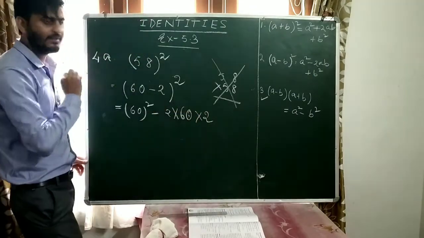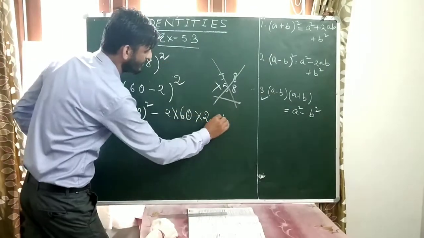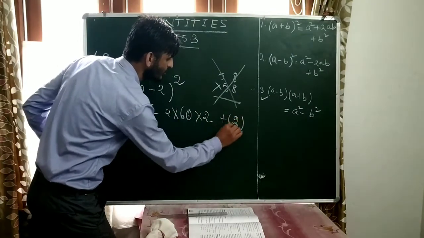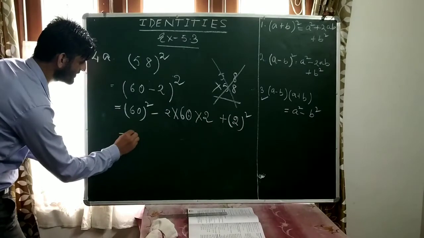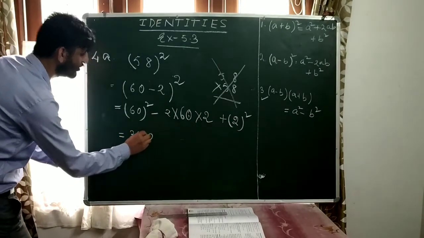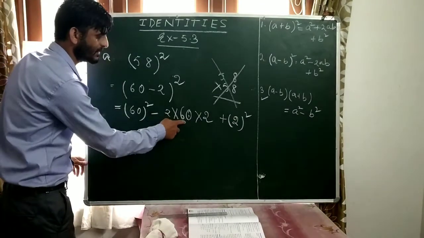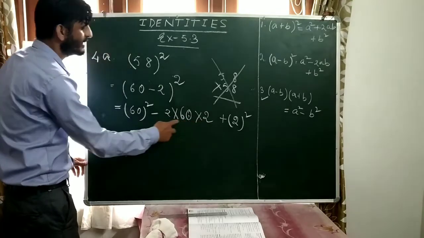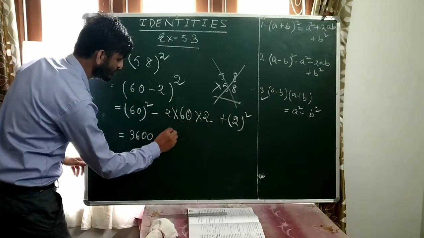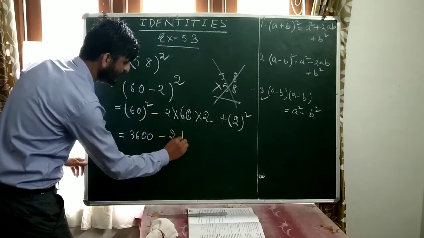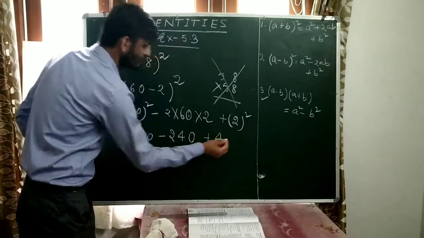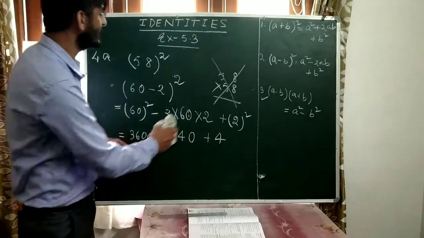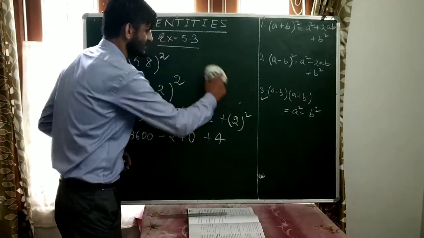Here, and then the third part is b square, and b is 2, so b square is 4. The first term, a square, is 60 square, which means 3600. And this 60 multiplied by 2 means 120, multiplied by 2 means 240, and then it is 4. So now we can find this with the help of subtraction and addition.